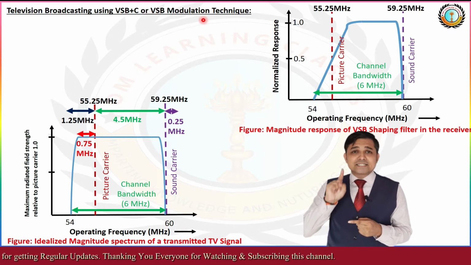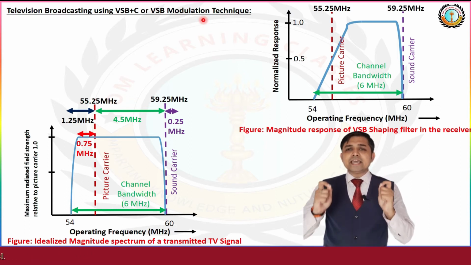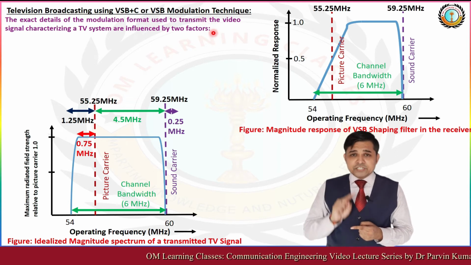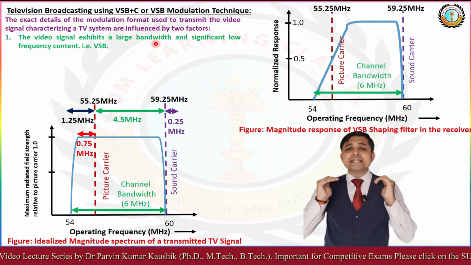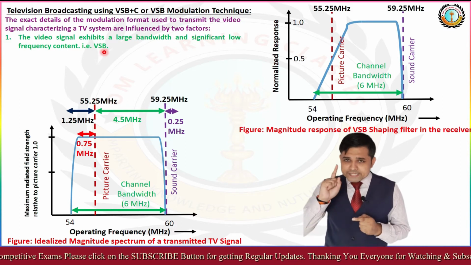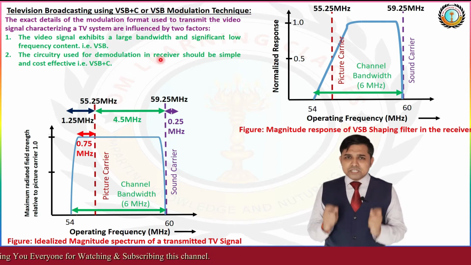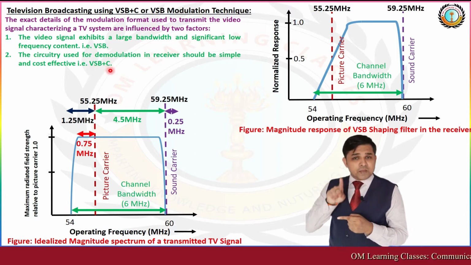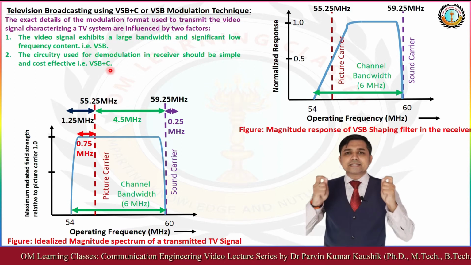The exact detail of the modulation format used to transmit the video signal characterizing a TV system is influenced by two factors. The first factor is that the video signal exhibits a large bandwidth and a significant low frequency content, which is the fundamental of VSB. The second factor is that the circuitry used for demodulation at the receiver should be simple and cost effective, and the receiver can become simple and cost effective if it utilizes the envelope detector at the receiver end.